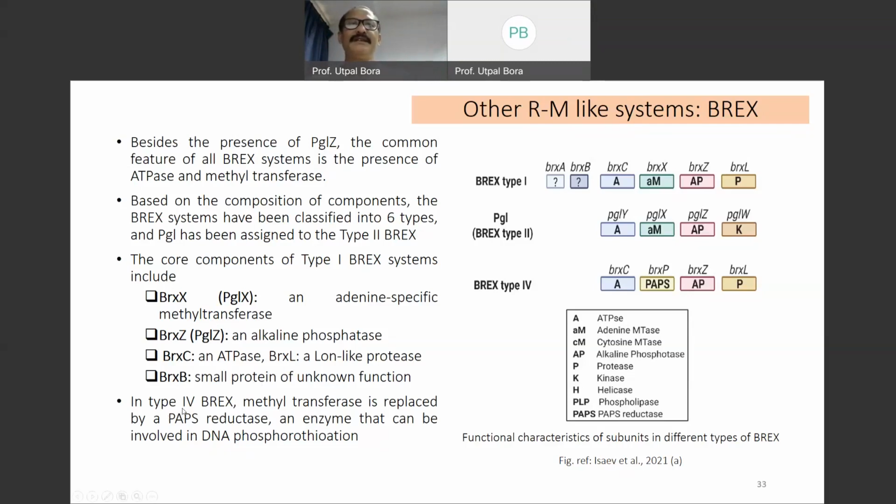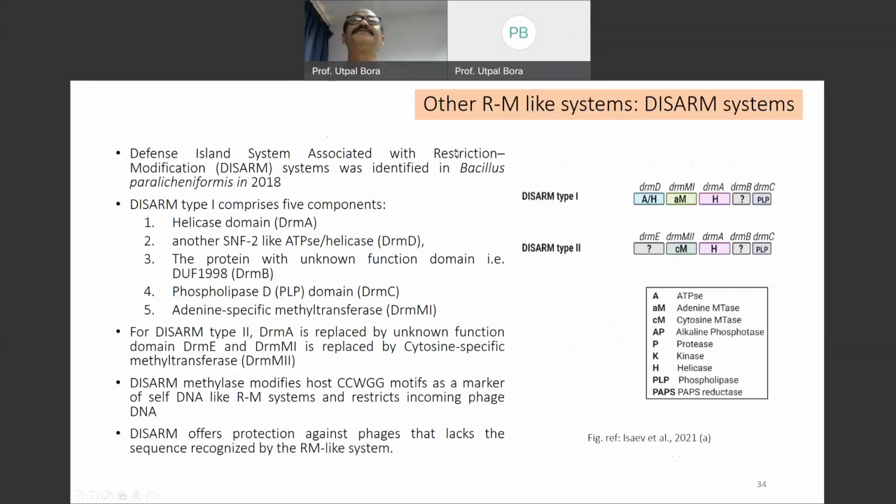So in the type 4 BREX, the methyltransferase is replaced by a PAPS reductase, an enzyme that can be involved in DNA phosphorylation. Now, there is a concept of defense island systems, which we will discuss later on as well. This defense island system associated with restriction modification, or DISARM, was identified in Bacillus in 2018. This is very, very new.